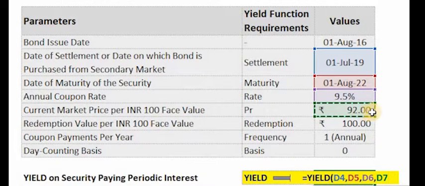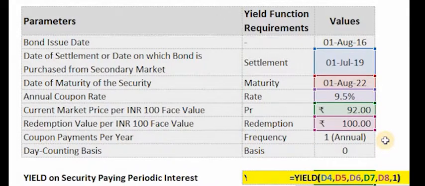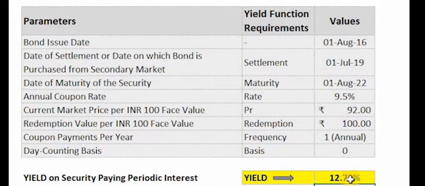The fourth input is PR, which is the current market price of the bond, 92 rupees. The fifth input is redemption, which is the face value of the bond, or 100 rupees. The sixth input is the frequency, which is the number of times the interest is paid. It takes a value of 1 for annual, 2 for semi-annual and 4 for quarterly payments. The final input is the basis, which is optional and can be left blank. After putting in all values, it will generate a yield to maturity of 12.78%.